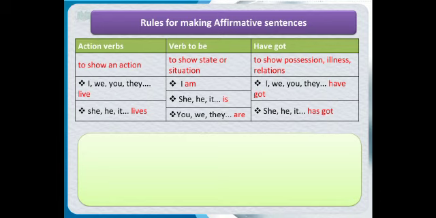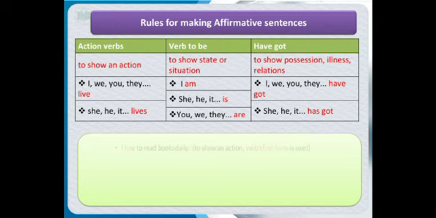Verb to be. In verb to be, there are 3 verbs in present simple tense: is, am, are. Here, am is used with I, is is used with he, she, it, and are is used with you, we, they. To show the possession, we use have got, but have got is used with I, we, you, they. If we talk about he, she, it, we use has got with them.